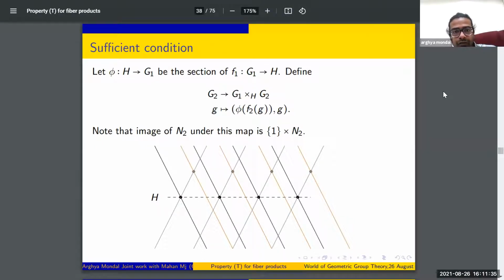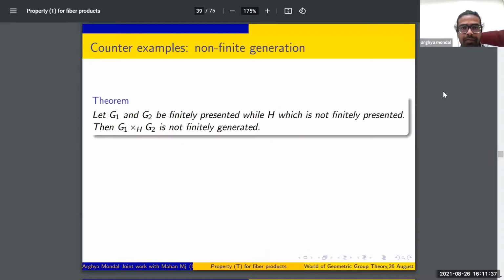Okay, so now I will give you some counterexamples. As I said, a fiber product of finitely presented groups must be finitely generated. So the question is, if I have two finitely generated groups, will their fiber product also always be finitely generated? And the answer is no. So we prove that if G1 and G2 are finitely presented, whereas H is not finitely presented, then the fiber product will not be finitely generated.